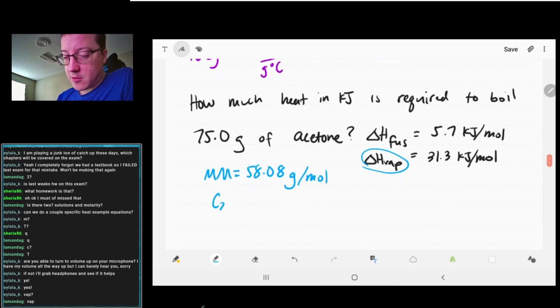Acetone, just so you know, is OC3H6O. There we go. It's technically this. So that's where the molar mass is. Okay, cool. Alrighty.